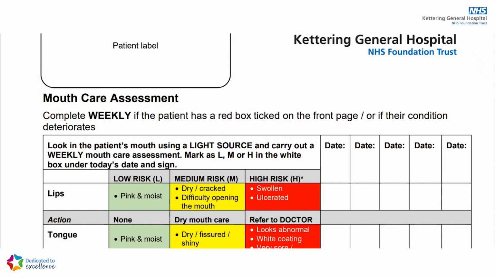Use a pen torch to assess the patient's mouth because it's much easier for you to see. If the patient's wearing any dentures, please remove these first. We're then going to score each patient using the low, medium or high risk element. So I'm going to come back to this lady's assessment in a moment, but I just want to show you some slides that may help.